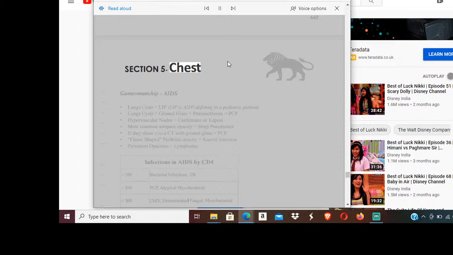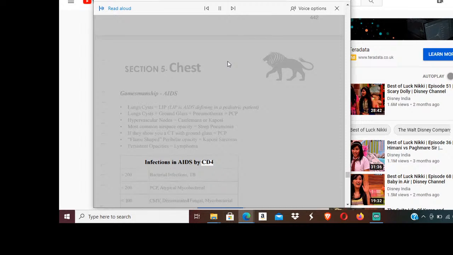Section: chest. Gamesmanship, AIDS. Lung cysts equals LIP. LIP is AIDS defining in a pediatric patient. Lung cysts plus ground glass plus pneumothorax equals PCP. Hypervascular nodes equals Castleman's or Kaposi. Most common airspace opacity equals strep pneumonia. If they show you a CT with ground glass, equals PCP. Flame-shaped perihilar opacity equals Kaposi sarcoma. Persistent opacities equals lymphoma.